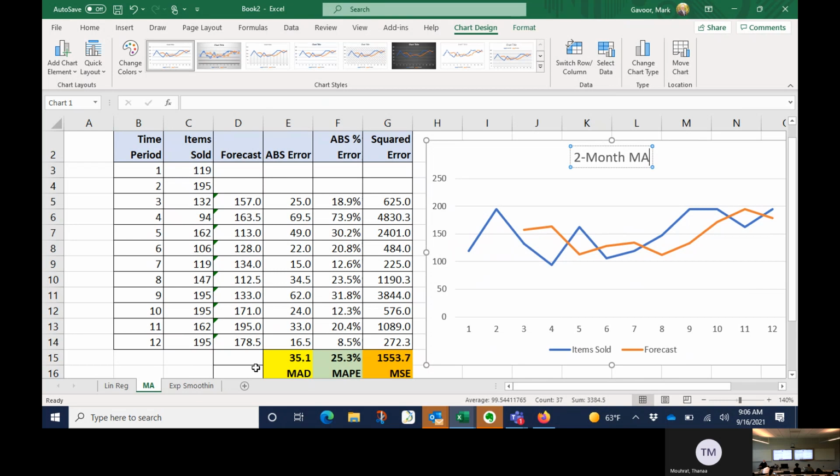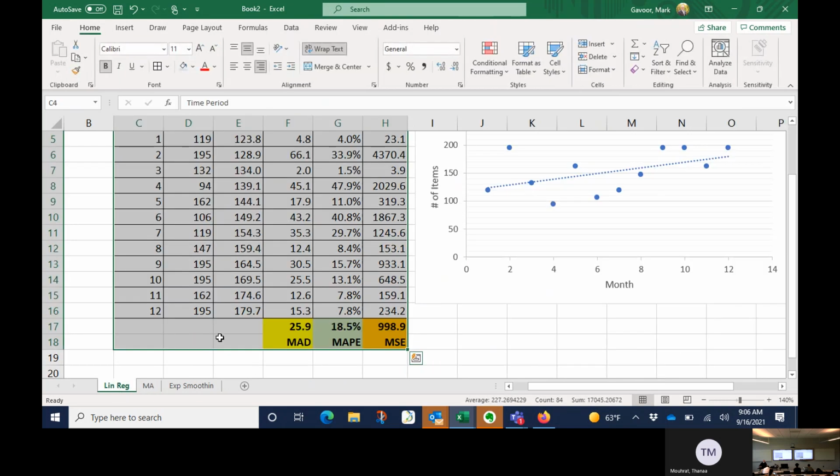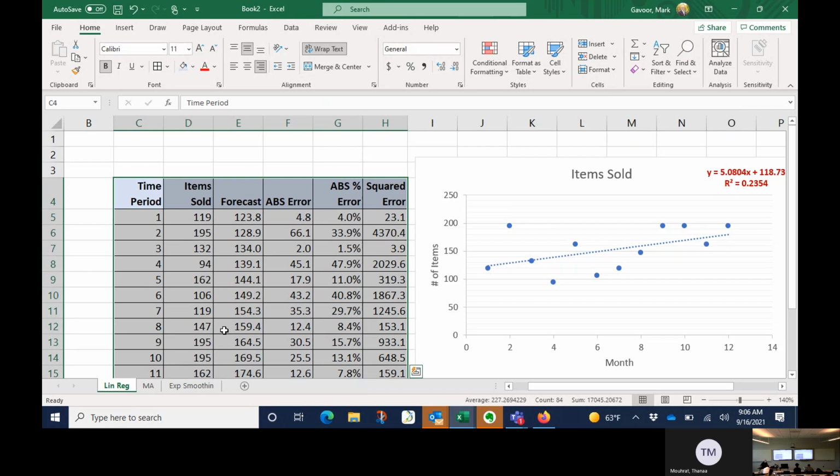Exponential smoothing. What do I want to do? Well, hey, copying the whole table worked quite well the first time. Why don't we do that again? Even though you've got to watch out in your homework problem, it's a different problem each time. The data is different each time. So don't just copy.